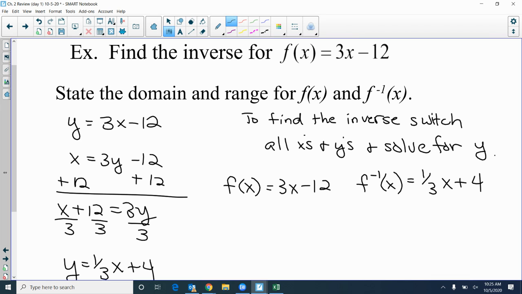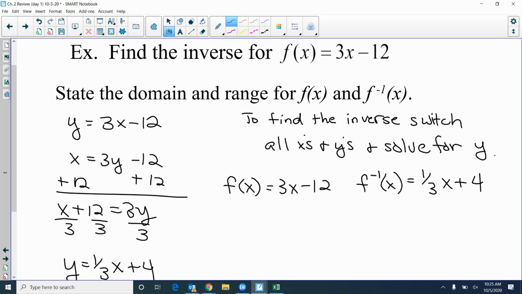3 times 8 is 24. 24 minus 12 is 12. So what's f inverse of 12? What's that going to equal? f inverse of 12, 1/3 of 12 is 4. 4 plus 4 is 8. So that makes me feel confident that's right. Because remember, f inverse of f of 8 has to equal 8. So you have to come back with the same.